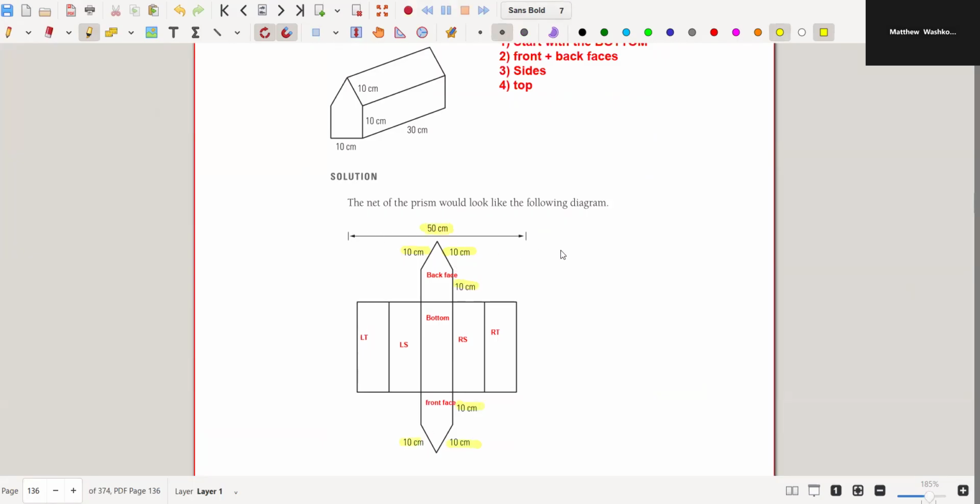Like the whole thing's 50 centimeters. How did I get 50 centimeters? Well, what I'm highlighting is the same thing, right? Oh, this line is 10 plus 10 plus 10 plus 10 plus 10. The whole thing's 50. And then this part here they didn't label is 30. So it's a little bit of a skill, but you'll get there.